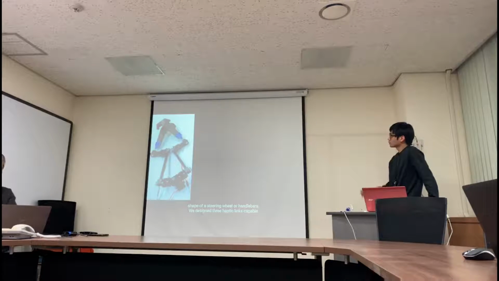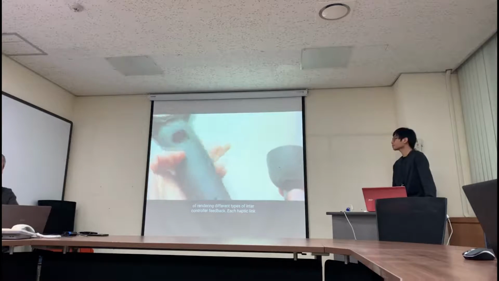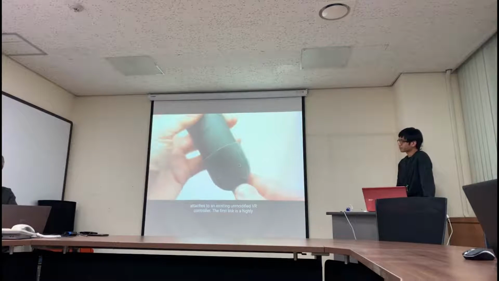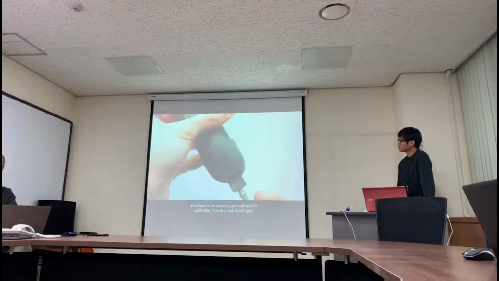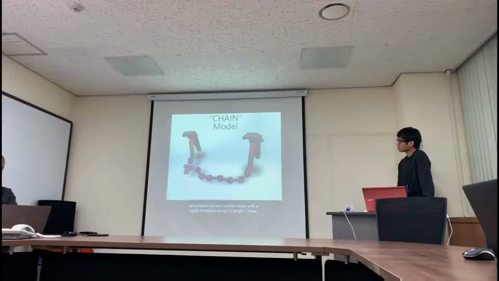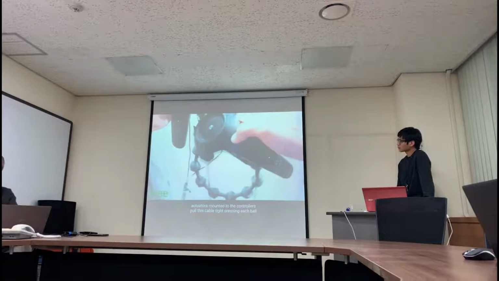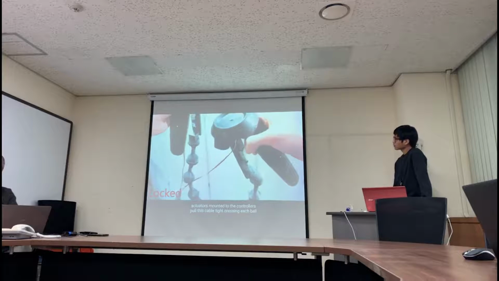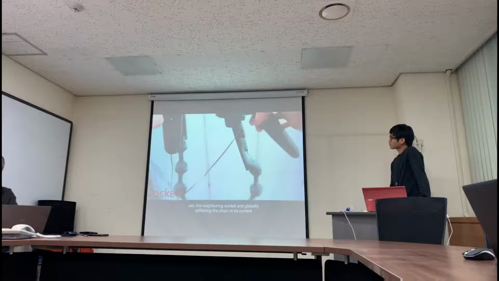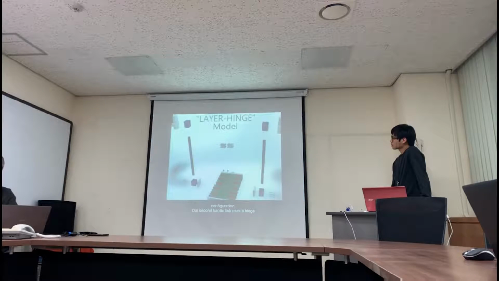We designed 3 haptic links capable of rendering different types of intercontroller feedback. Each haptic link attaches to an existing unmodified VR controller. The first link is a highly articulated ball and socket chain with a cable threaded along its length. Linear actuators mounted to the controllers pull this cable tight, pressing each ball into the neighboring socket and globally stiffening the chain in its current configuration.